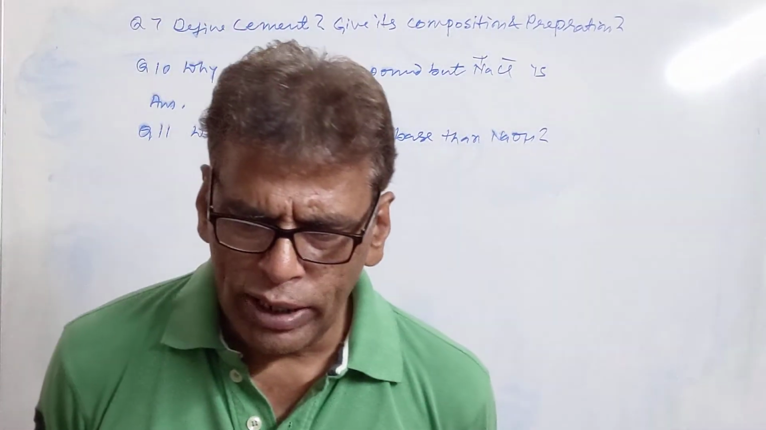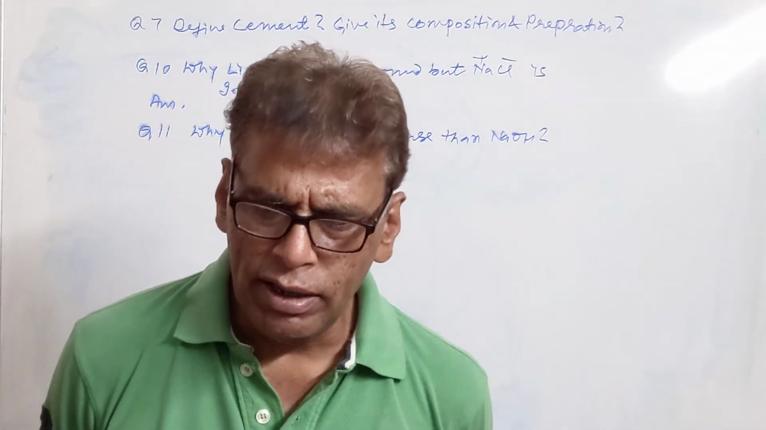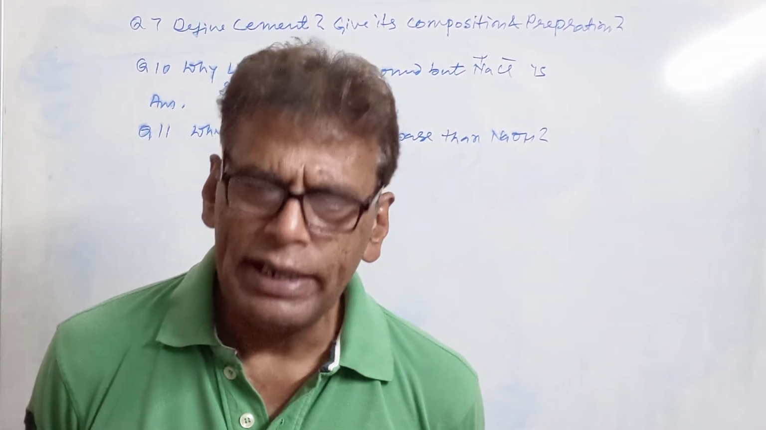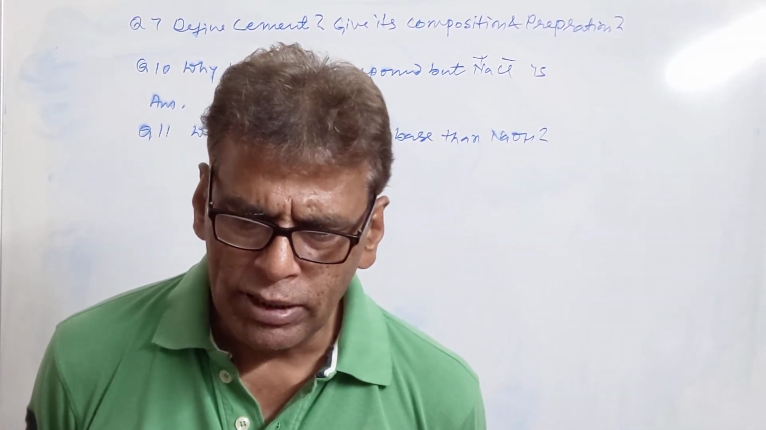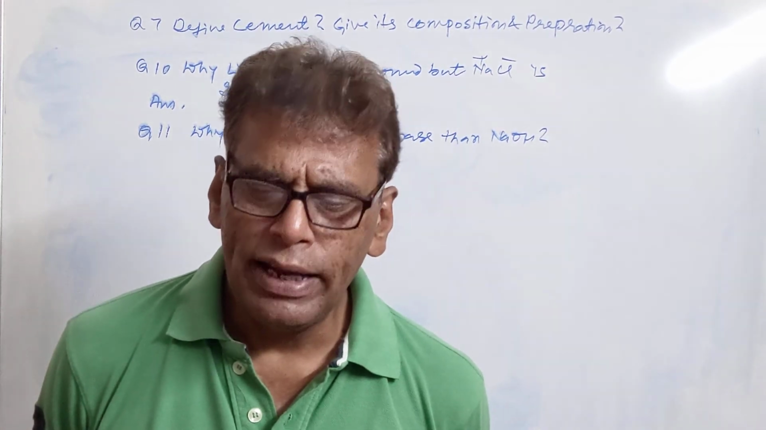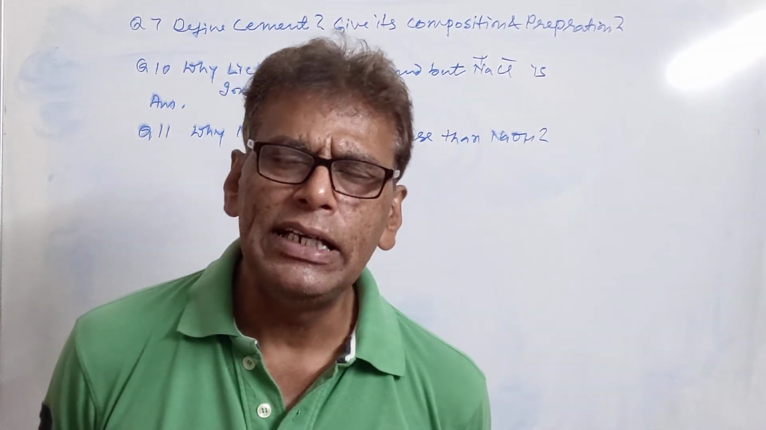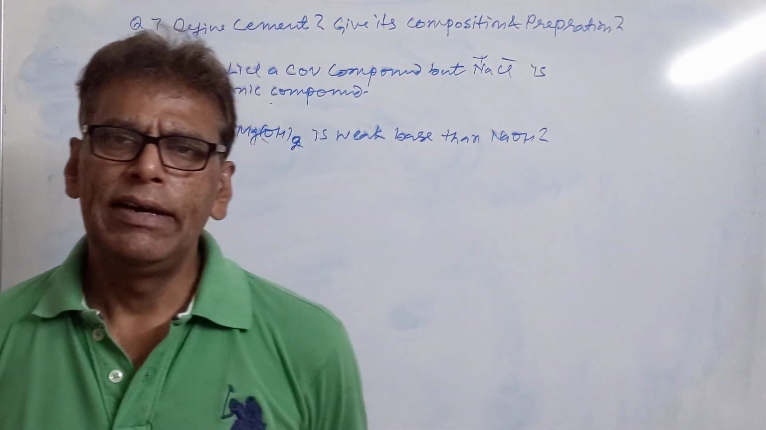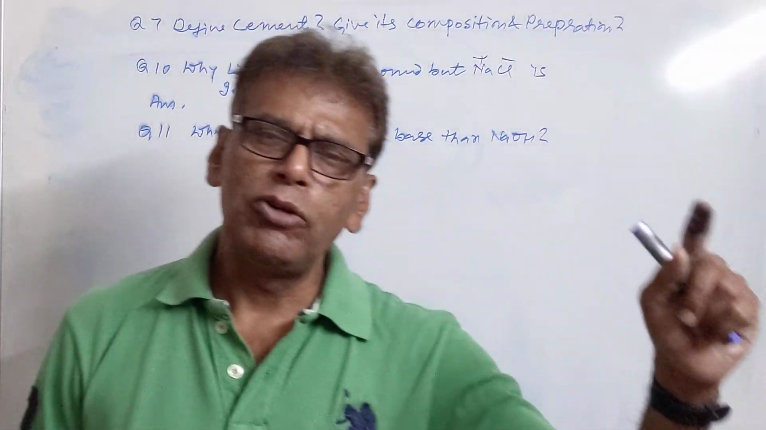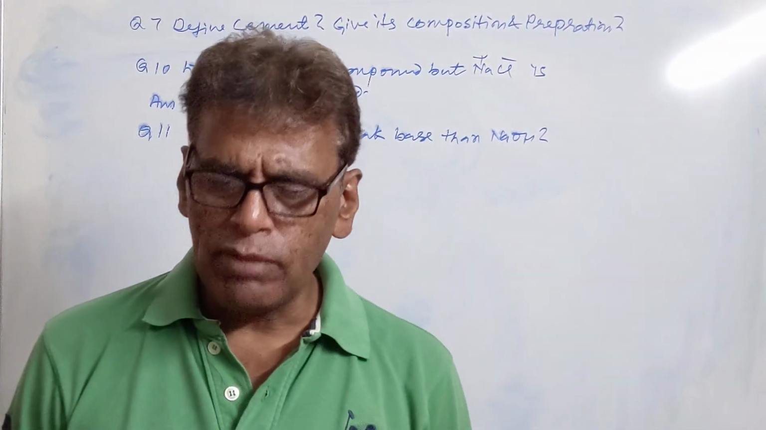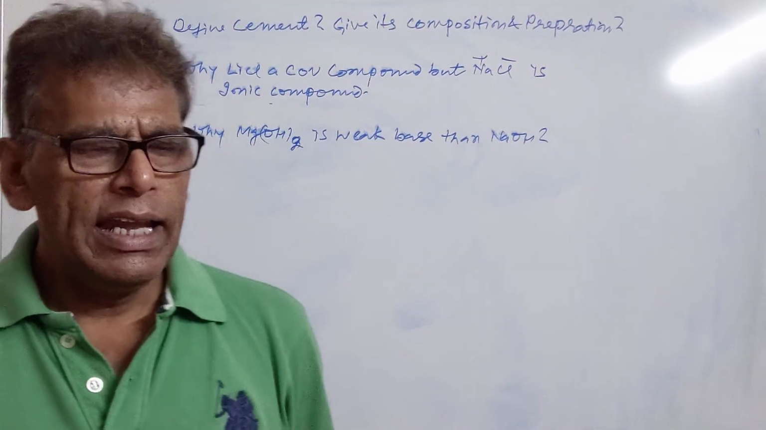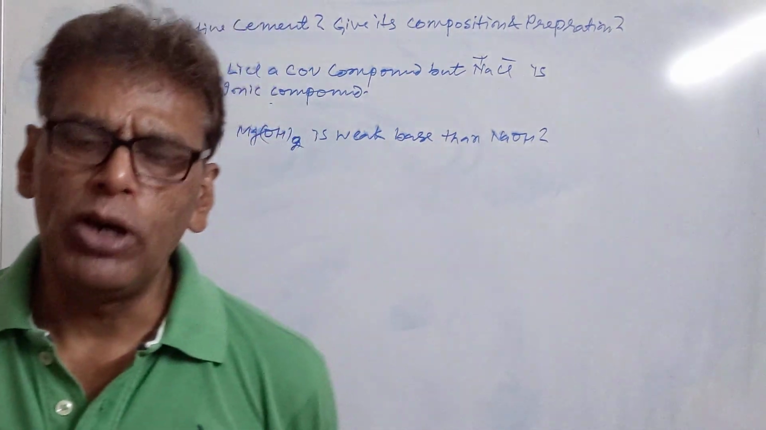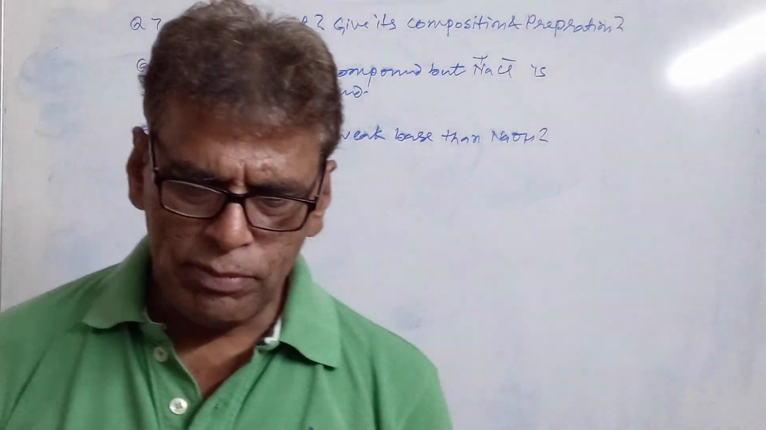Then comment upon stability of carbonates of alkaline earth metals. The metal carbonates of the group 2 elements are insoluble in water. They decompose on heating to produce metal oxides and carbon dioxide. The thermal stability increases from top to bottom. If we go from beryllium carbonate to radium carbonate, thermal stability goes on increasing. It is due to increase in lattice energy when we move top to bottom. So this is all about s-block elements.